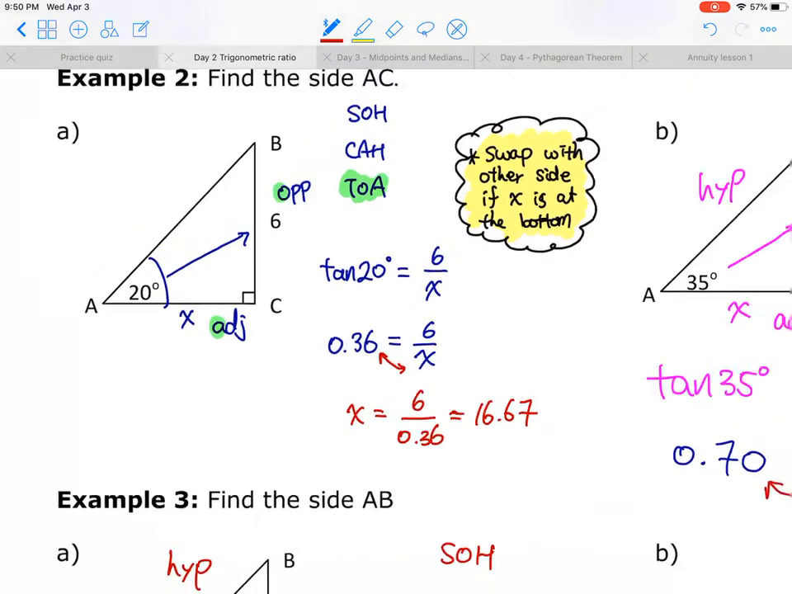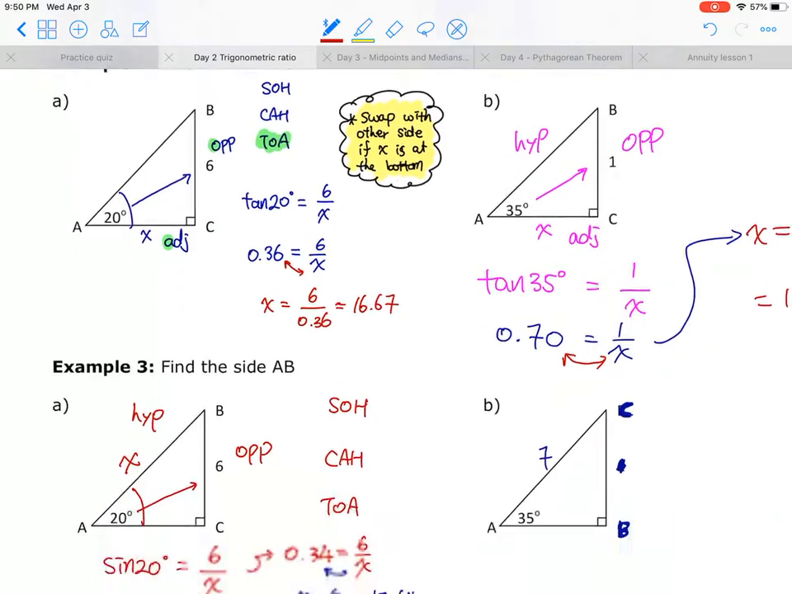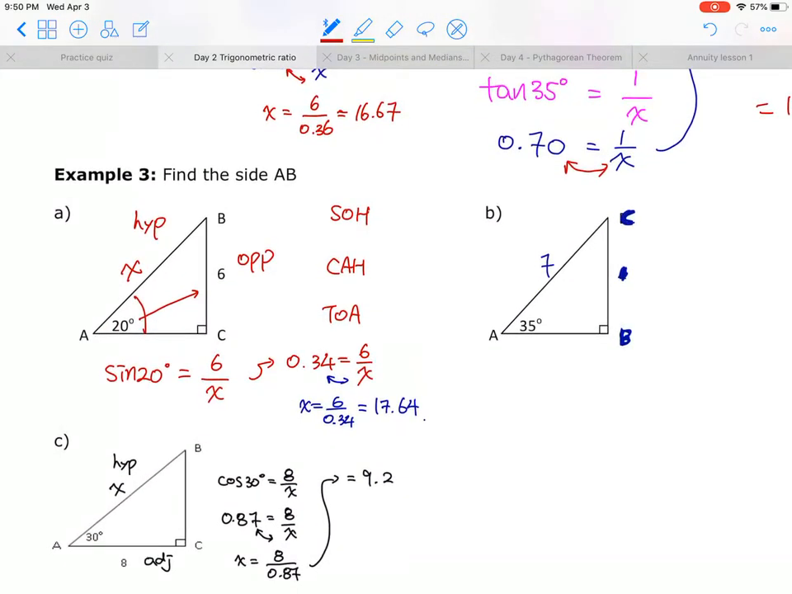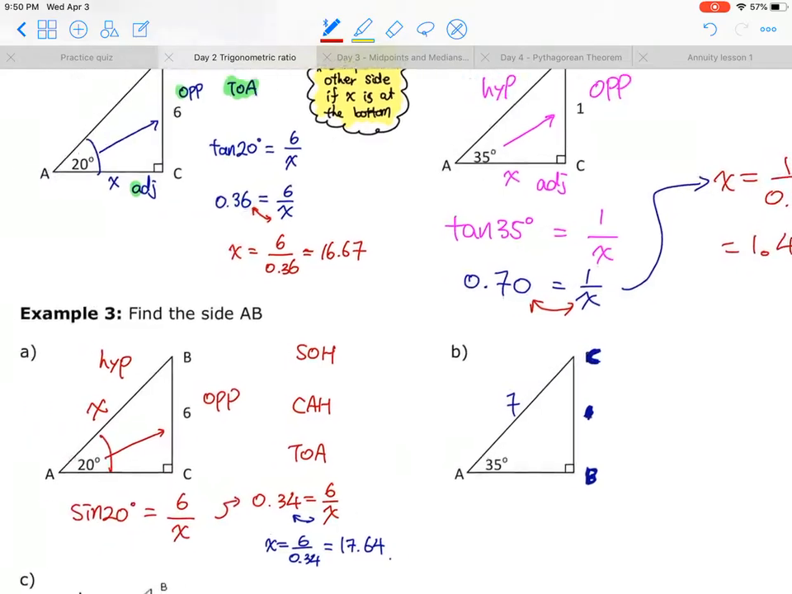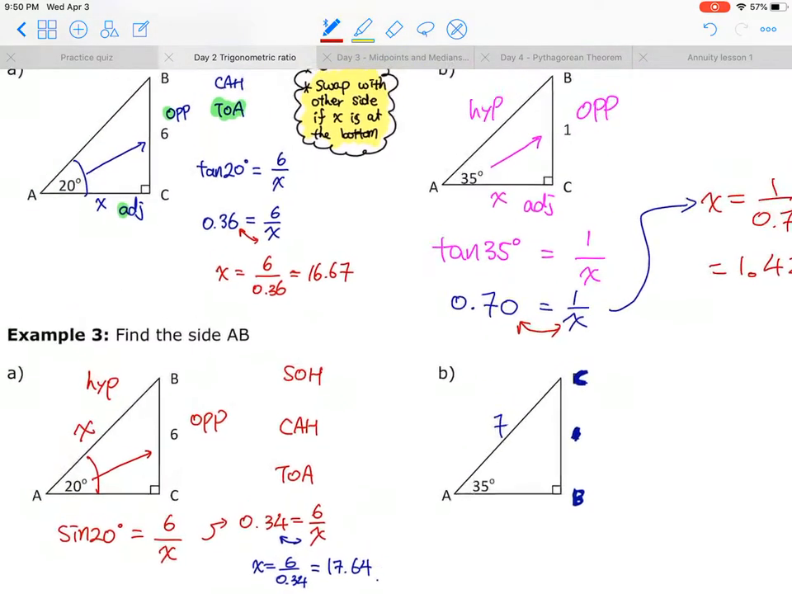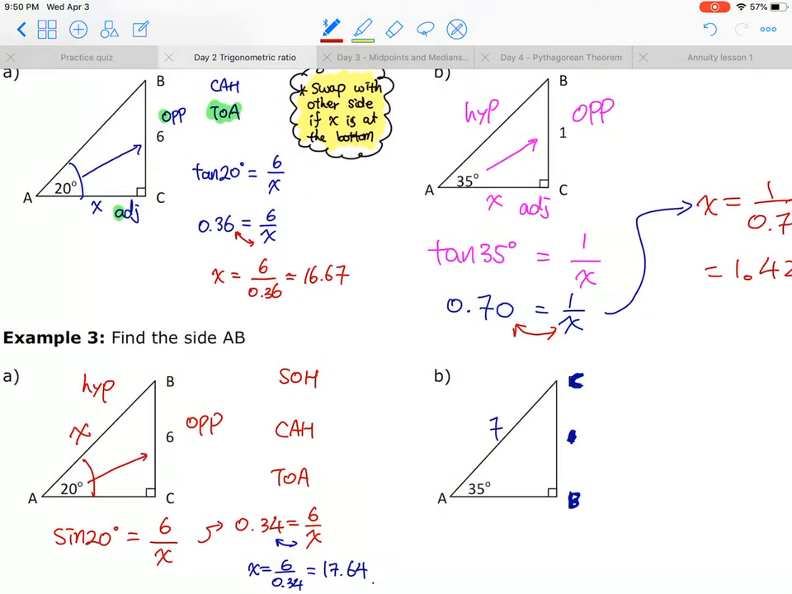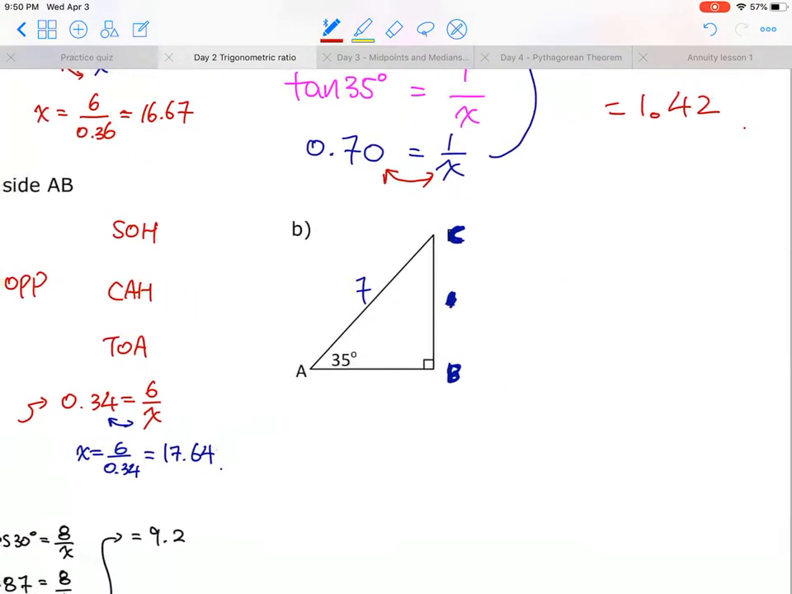Now, using the same thing, you can basically do B. You can do A and C as well. But I'm going to do example 3B. I really want you to try the rest of the examples that I don't do with you. I'll just leave it for your turn.